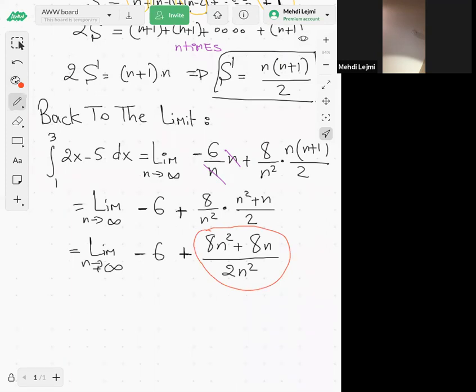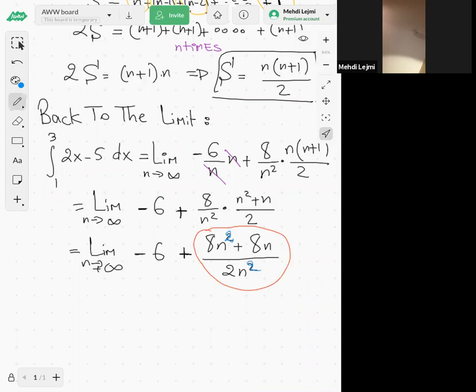Remember, guys, when you have a rational function, a polynomial in the top and a polynomial in the bottom, and your x or n goes to infinity, all we have to do is compare the highest power of x in the top with the highest power of x in the bottom. Here in our case, we have n, not x, but it doesn't matter, it's just a letter. So the highest power of n in the top is 2, and in the bottom is 2.